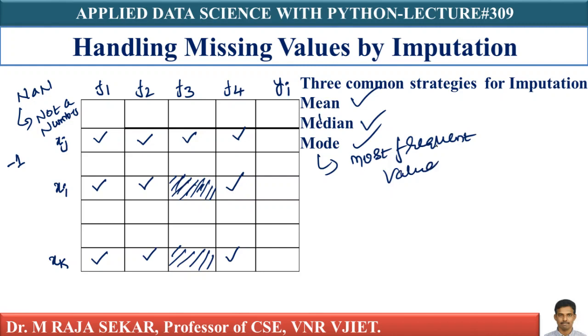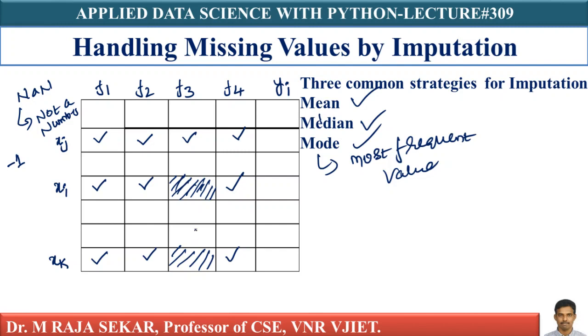You basically say of all the values that are present for f3, just say for f3, only a subset of points is not present. For xi feature f3 is not present. For xk feature f3 is not present. So I can say only for two values it's not present. For all other points it is present.